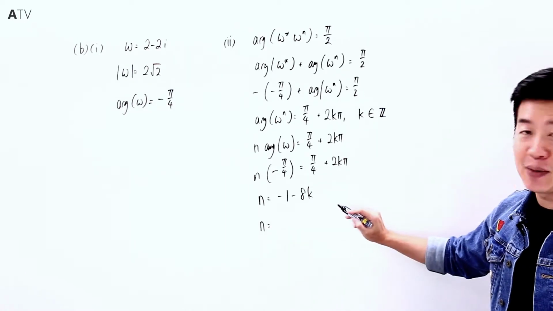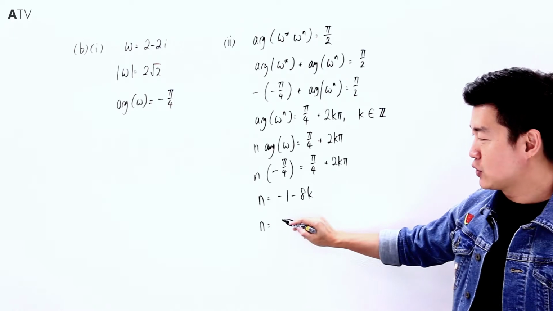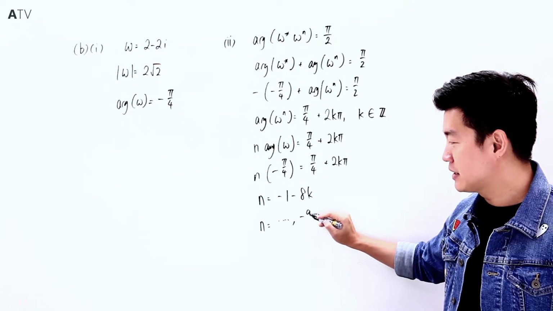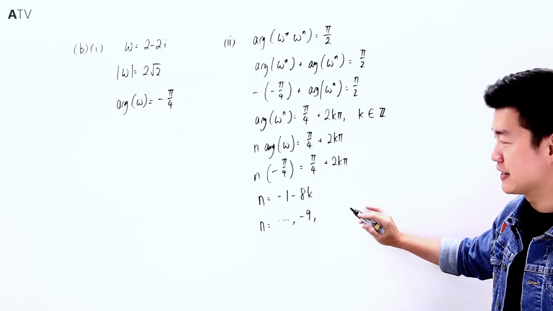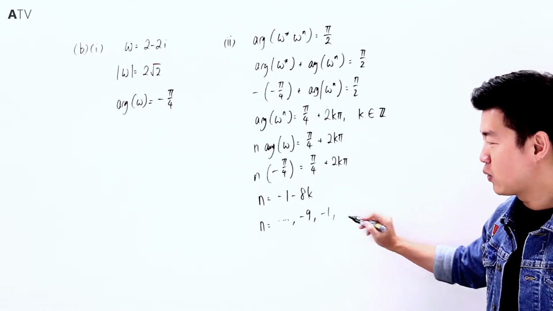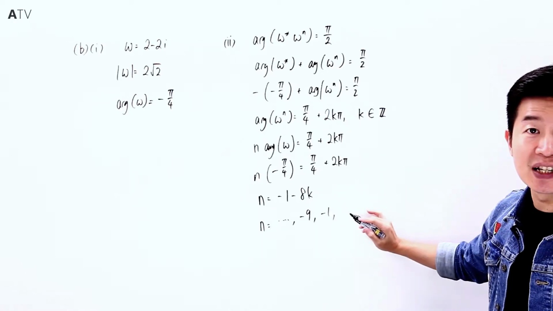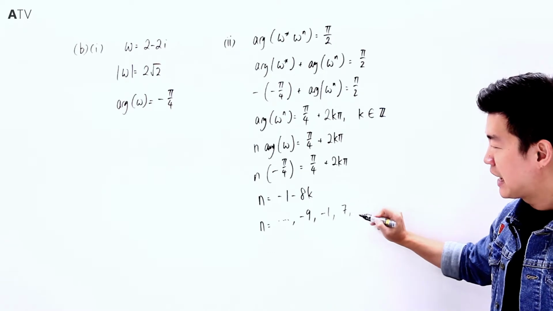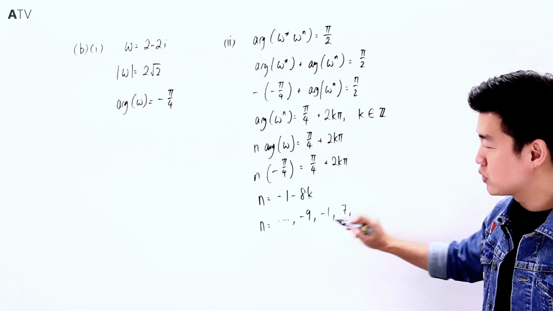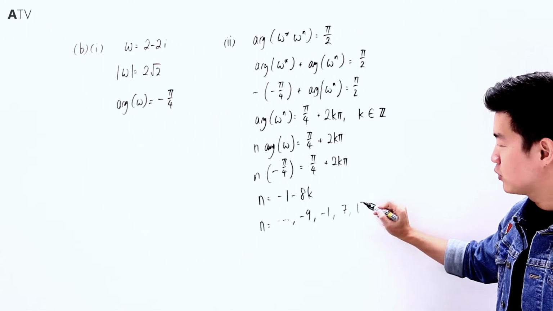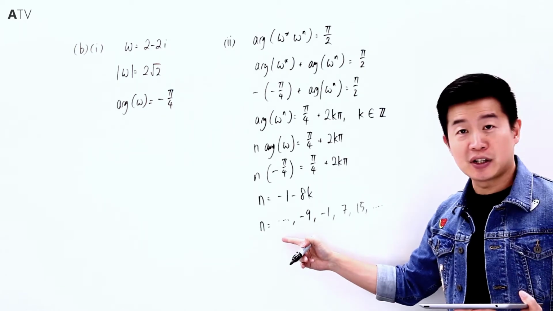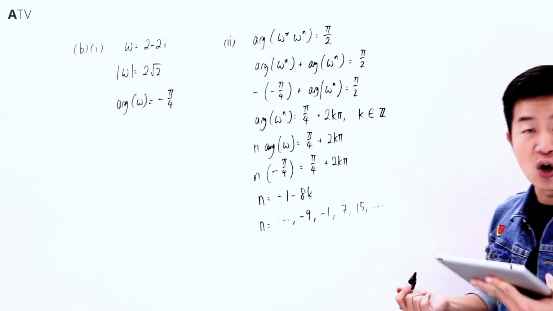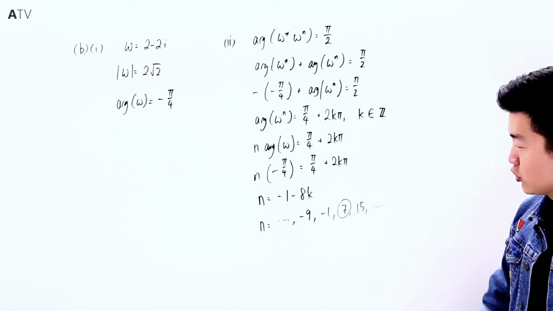And if I were to let k be, let's say, 1, so one possible value is when k is 1, n will be minus 9. And if k is 0, then n will be minus 1. If k is minus 1, that means n over here is going to be equal to 7. And if k is equal to minus 2, then n over here is going to be equal to 15. So n can adopt a lot of different values, but since the question asked me for the smallest positive whole number of n, that means n is going to be equal to 7.